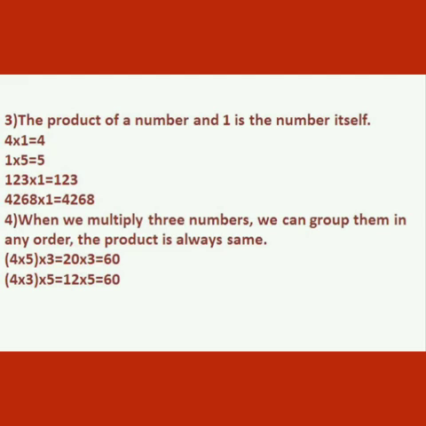4268 into 1 equal to 4268. Next, when we multiply three numbers, we can group them in any order. The product is always the same. For example, 4 into 5 into 3 equal to 20 into 3, which is equal to 60. Similarly, 4 into 3 into 5 equal to 12 into 5 equal to 60. So when we multiply the three numbers, we can group them in any order. The product is always the same, and the product of a number and 1 is the number itself.